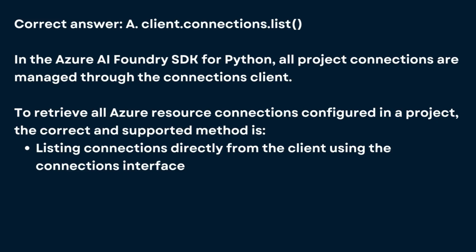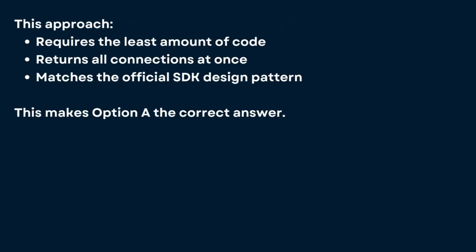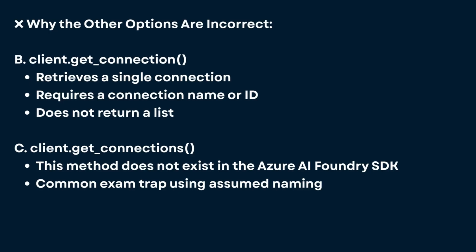The Connections interface in the Azure AI Foundry SDK is designed specifically to manage and retrieve project connections. Calling the connections list method returns all configured Azure resource connections in a single call, and it requires the least amount of code. Option B is incorrect because it retrieves only one specific connection and requires an identifier.